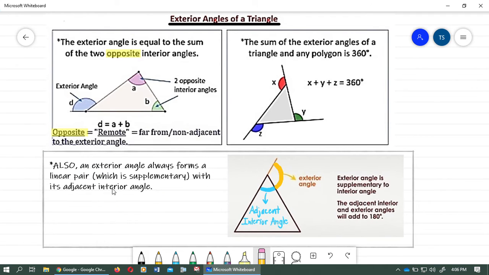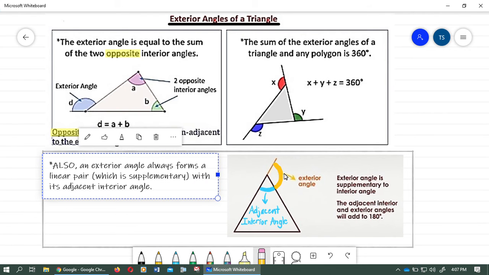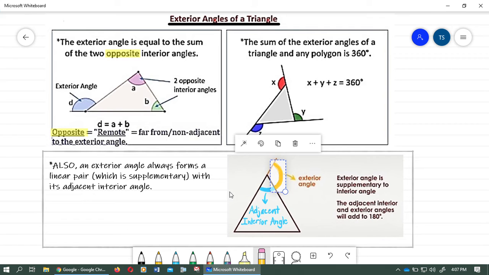Also, folks, an exterior angle always forms a linear pair with its adjacent interior angle. So guys, whenever you got an exterior angle, like what you see right there, you see it in the diagram that I got over here to the right, that little orange part right there? So the exterior angle will always form a linear pair with its adjacent interior angle. You see that part that I got in blue over here in this diagram? Great, I'm glad you see it. Awesome.